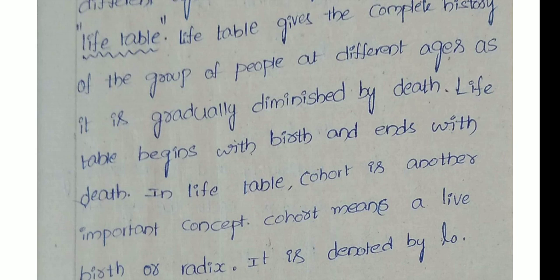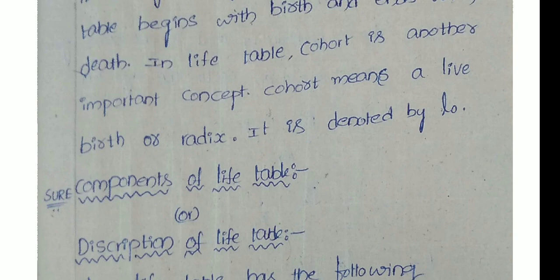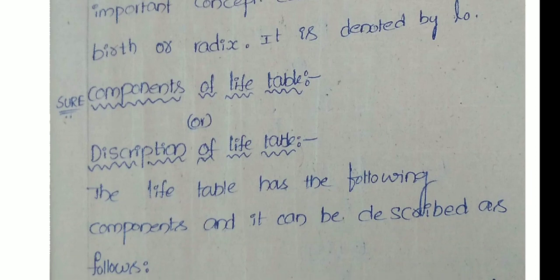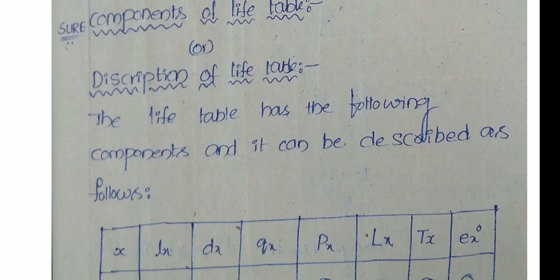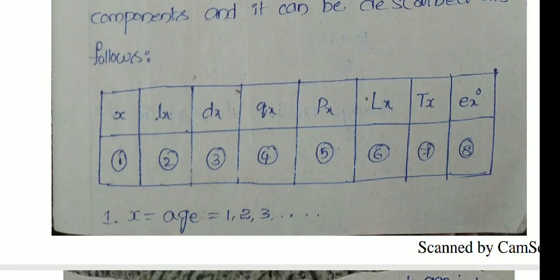In a life table, cohort is another important concept. Cohort means live births, or we call it the radix, and it is denoted by l0. Another important concept of the life table is the components of the life table, or description of the life table. The description of the life table is as follows. The table consists of some columns: 1. x, 2. lx, 3. dx, 4. qx, 5. px, 6. Lx, 7. Tx, 8. ex power 0.